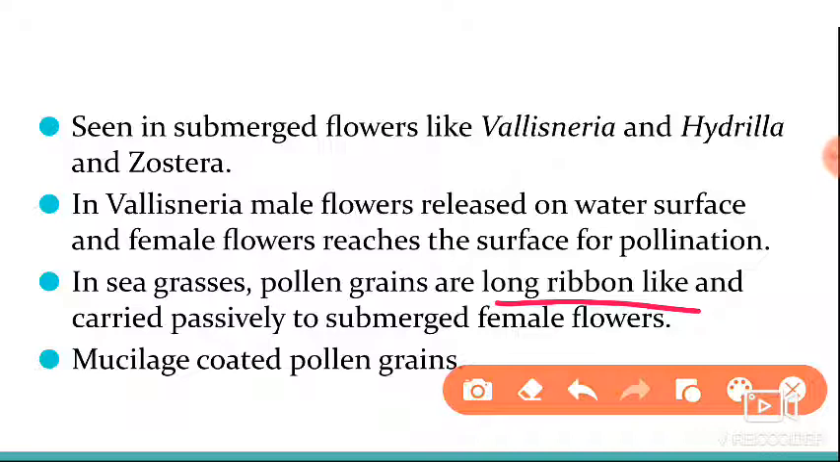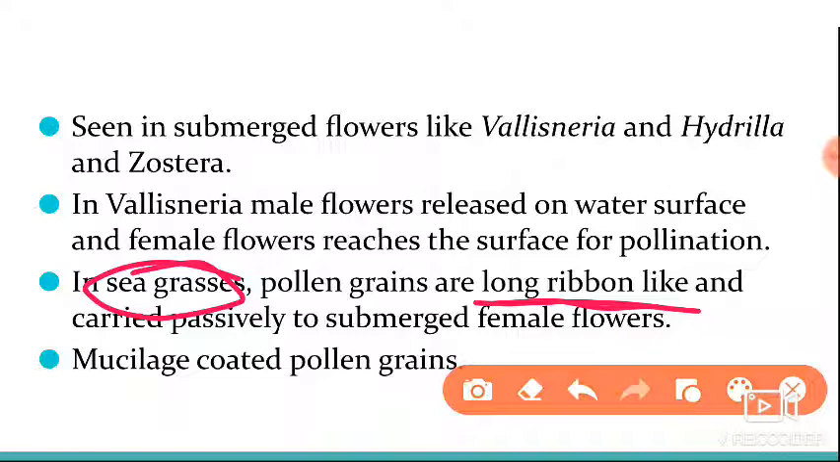female flower. Okay, once the male flower releases the pollen grains, they will reach up to the female flower or to the stigma, and they are ribbon like. Here you can find the ribbon like pollen grains we can observe here in case of seagrass.